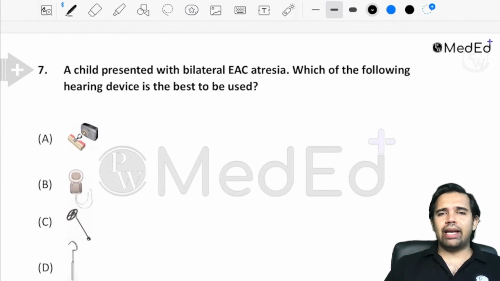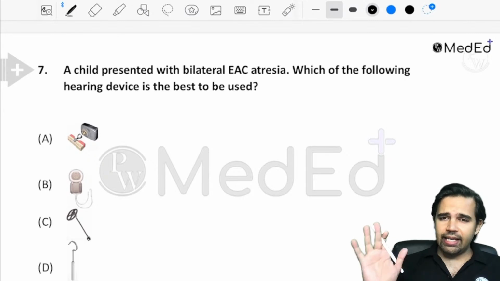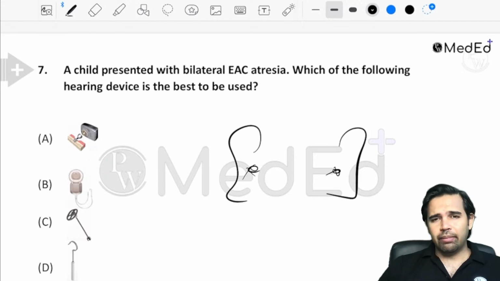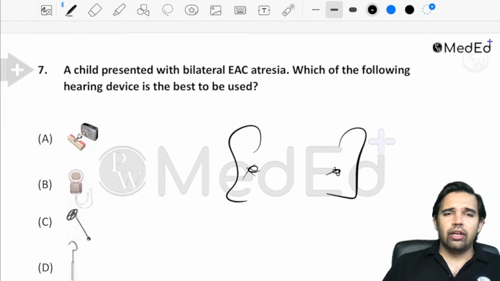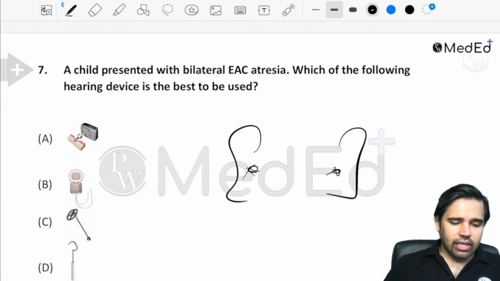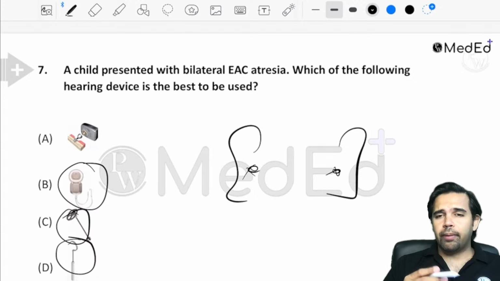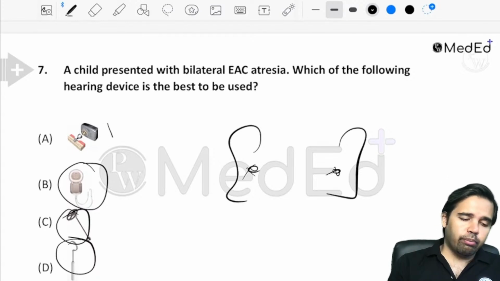A child presented with bilateral external auditory canal atresia. The external auditory canal is absent; here the external canal has become narrow and closed. So what is the best hearing device to be used? You can't basically use hearing aids or implants of the usual kind. So here you're going to use something called a bone anchored hearing aid.